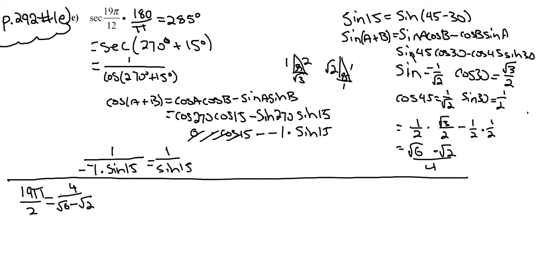Okay, and now to rationalize the denominator we're going to multiply by root 6 plus root 2 over root 6 plus root 2. And the final answer we are going to get is root 6 plus root 2. And there you have it. We have the exact value of this expression. Thanks.